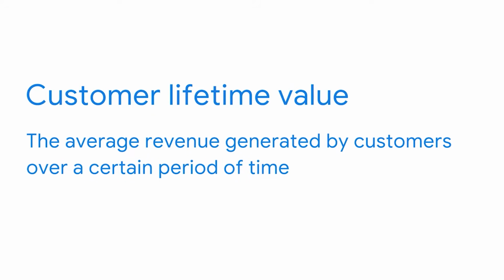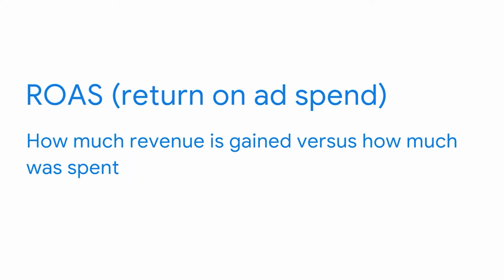Another performance metric is customer lifetime value, which refers to the average revenue generated by customers over a certain period of time. There's also ROAS, or return on ad spend. ROAS is how much revenue is gained versus how much was spent. So if you spend $100 on an ad, but made $150 as a result of that ad, the ROAS would be 150%. So for the cereal example, if you were to set a goal of increasing overall revenue, ROAS might be one of the metrics used to measure success.